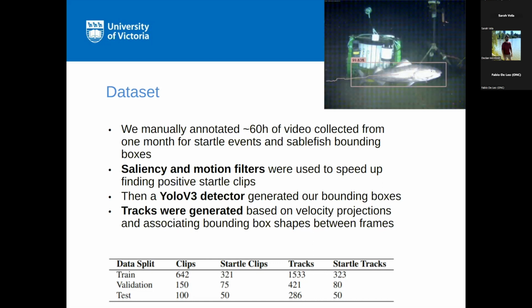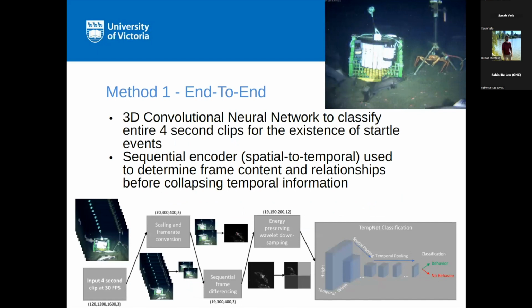And then we used a very basic YOLO v3 detector to generate our tracks for all of our sablefish. So our first method that we used was our efficient method, where we were trying to process data as quickly as humanly possible, or I guess machine possible. So we used a 3D convolutional neural network, and we processed entire 4-second clips at a time and generated just a binary signal, was there a startle event or not, for each of these 4-second clips.